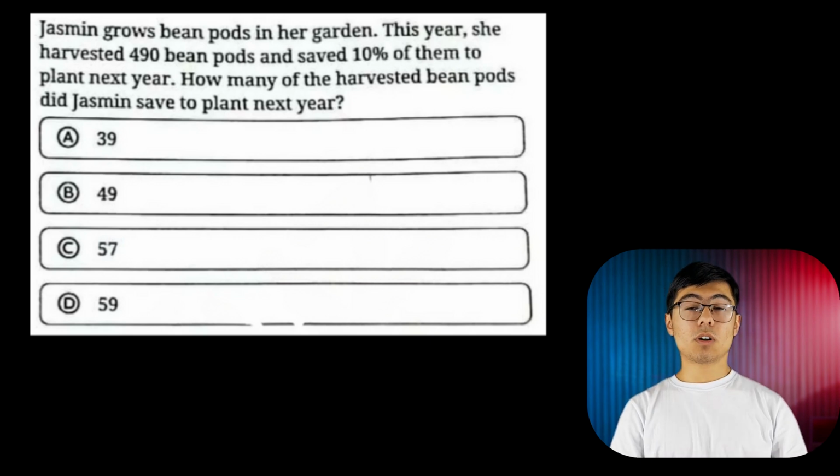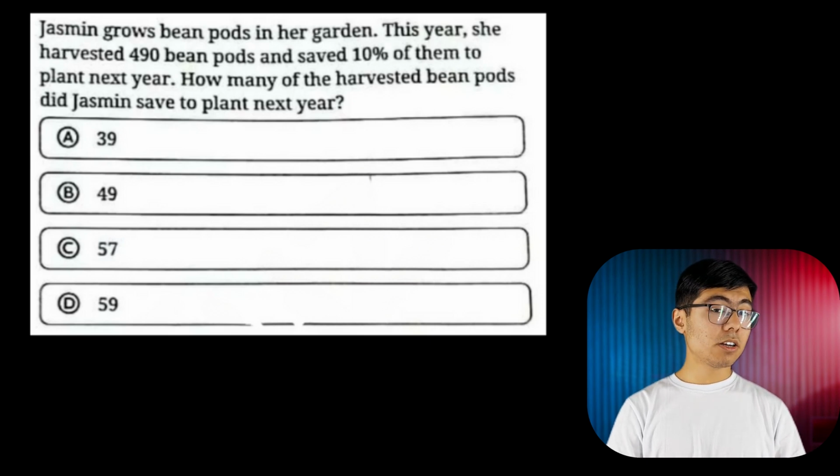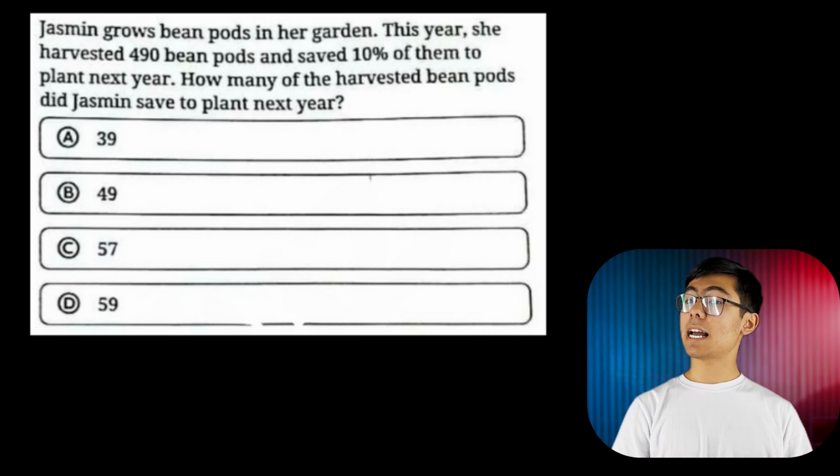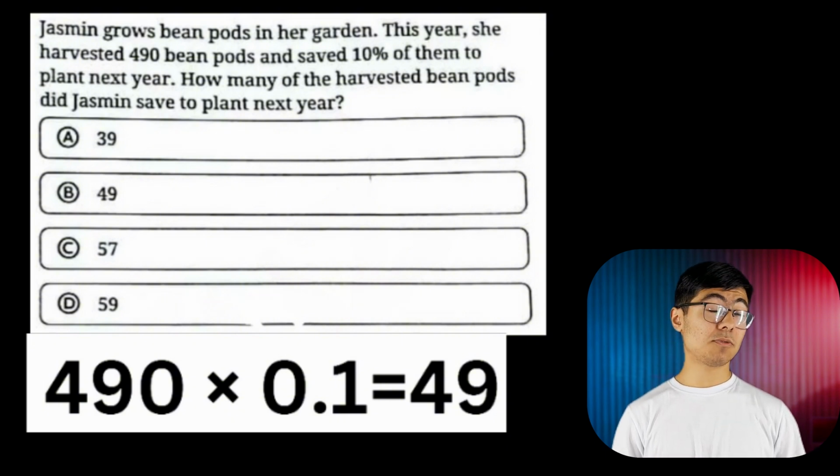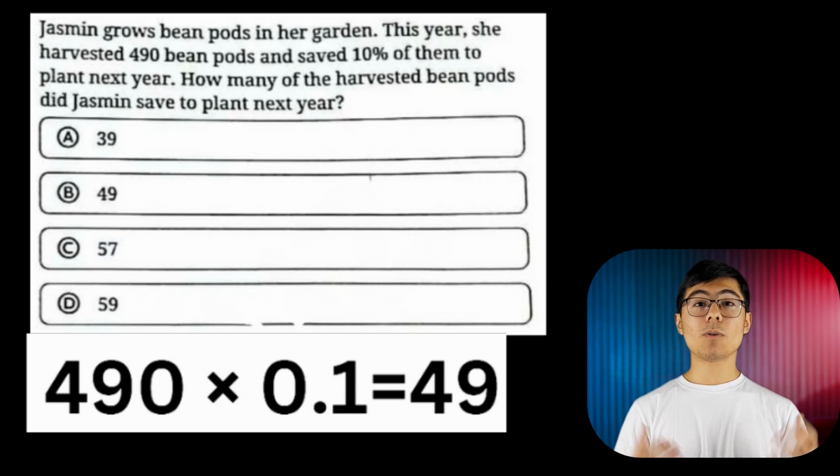First, you've got the total number of bean pods, 490. Now, the key here is that Yasmin saves 10% of those, right? So 490 multiplied by 0.1, do that in your head or on the calculator. And guess what? The answer is 49. Bam! So the correct answer is 49.